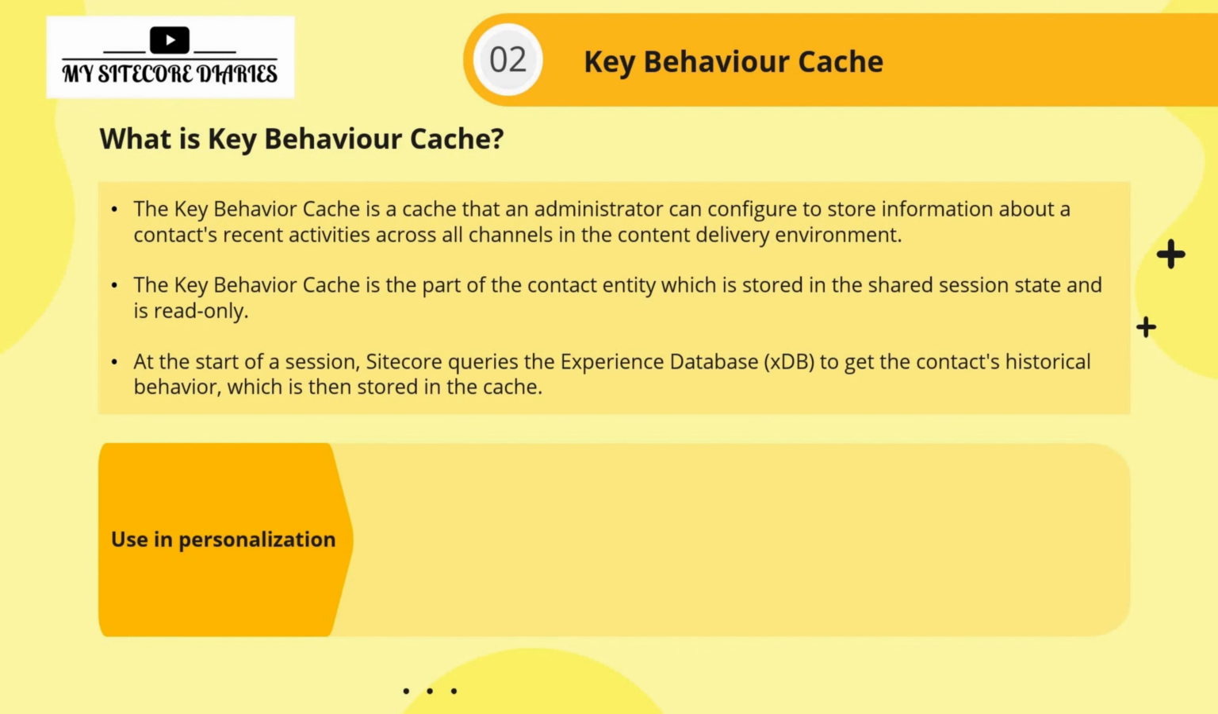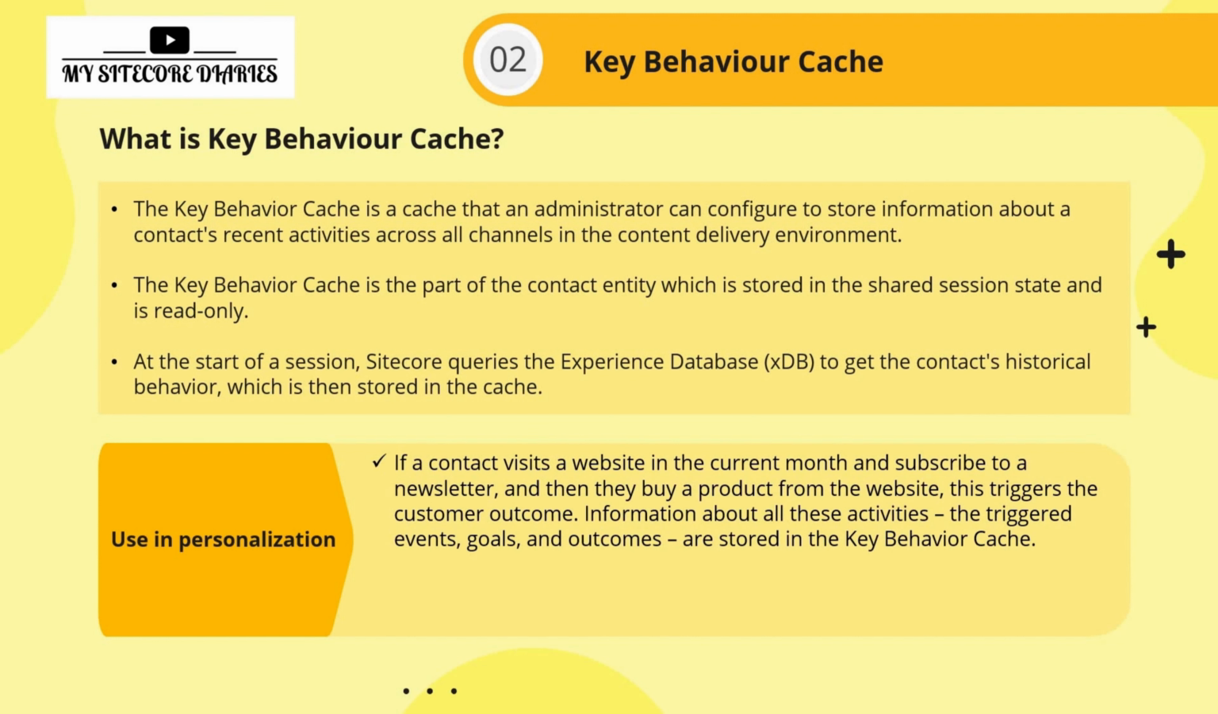Using the personalization, let's see the use case of this historical based personalization, using the key behavior cache. If a contact visits a website in the current month and subscribes to the newsletter, and then they buy a product from the website, this triggers the customer outcome. The information about all these activities, the trigger events, goals, and outcomes, are stored in the key behavior cache.